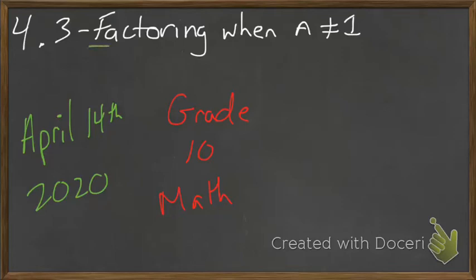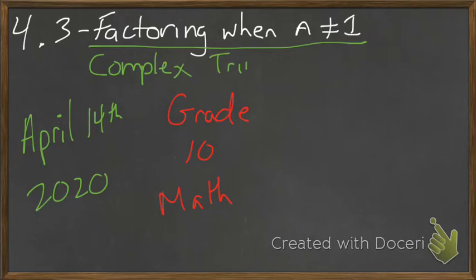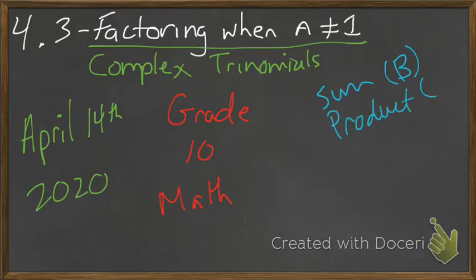We're going to look at factoring when a is not equal to 1. It's also known as complex trinomials. This is a continuation from a previous video. We were factoring when a did equal 1. So you can recall sum and product. We had two values, sum, and this was the b value, and product, which was the c value. We had to find two numbers that fit those factors, whatever those values were.